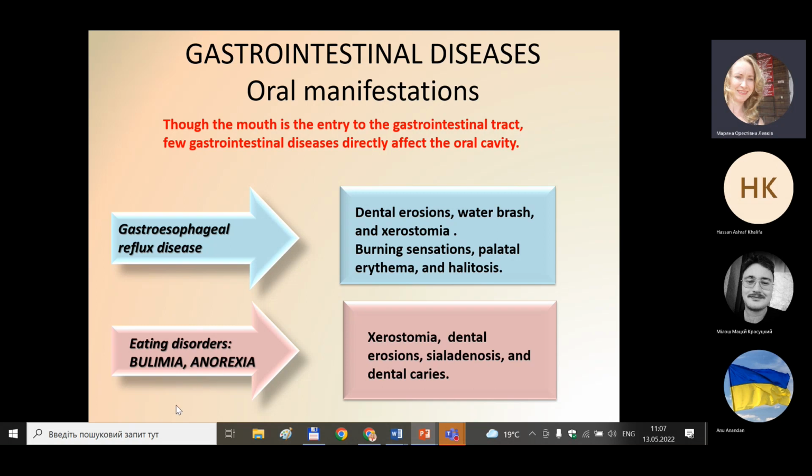Such eating disorders as bulimia and anorexia could manifest with xerostomia, dental erosions, sialoadenosis, and dental caries. That's why thorough collection of anamnesis is important to outline the reason for certain clinical manifestation.